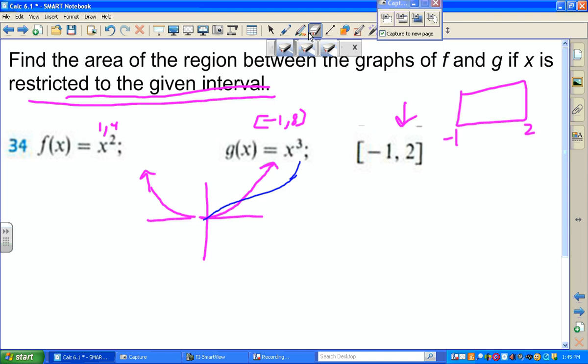Yeah, that's what I got, the blue line. Oh, the other way, okay.